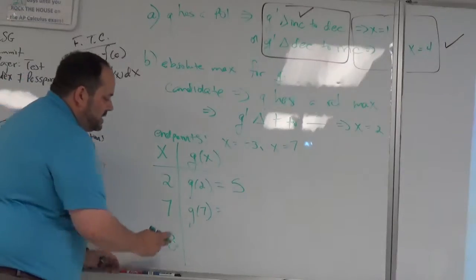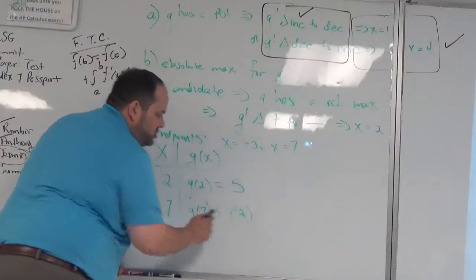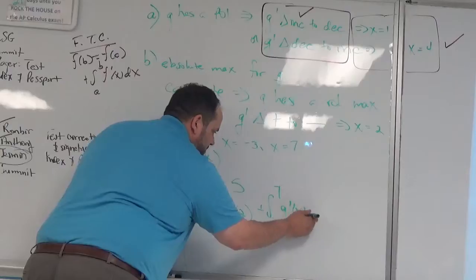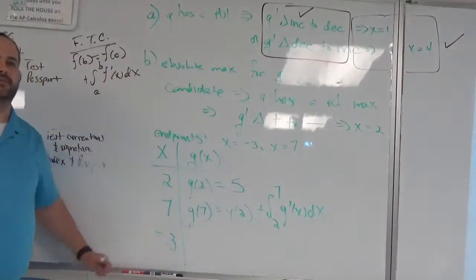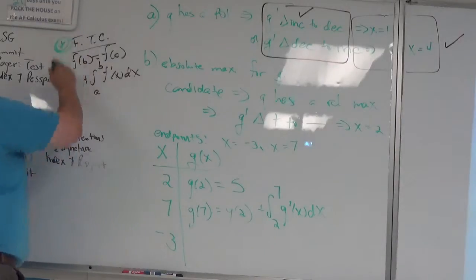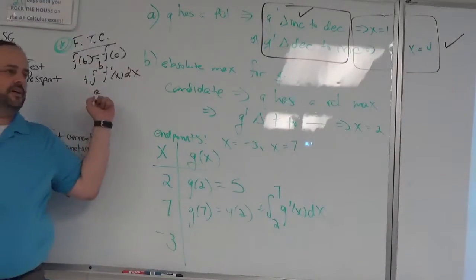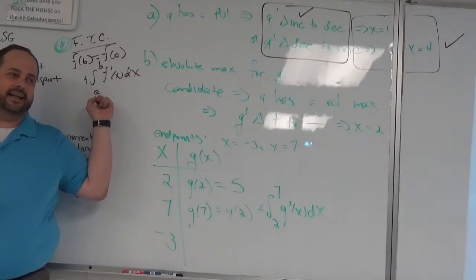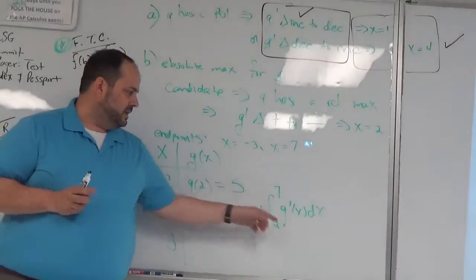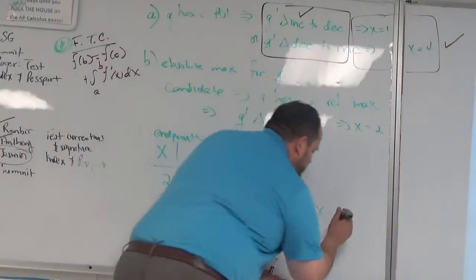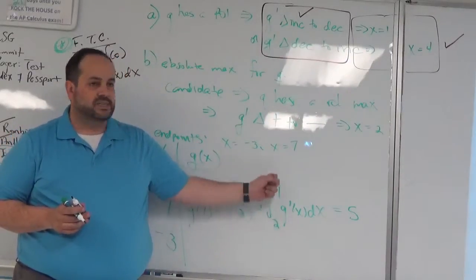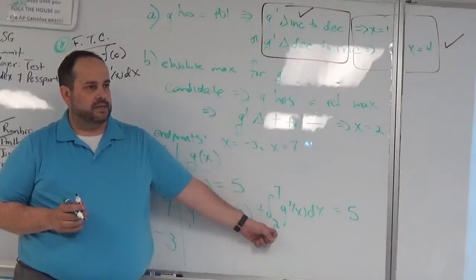So in this example, g of 7 is going to be g of 2 plus the integral from 2 to 7 of g prime of x dx. I would definitely put a little star next to this one. The fundamental theorem of calculus is going to start showing up a lot, but it hasn't in the last couple of units. So g of 7 equals g of 2 plus the integral from 2 to 7. Well, g of 2, I know that: 5. Now I need the integral from 2 to 7 of g prime of x dx.